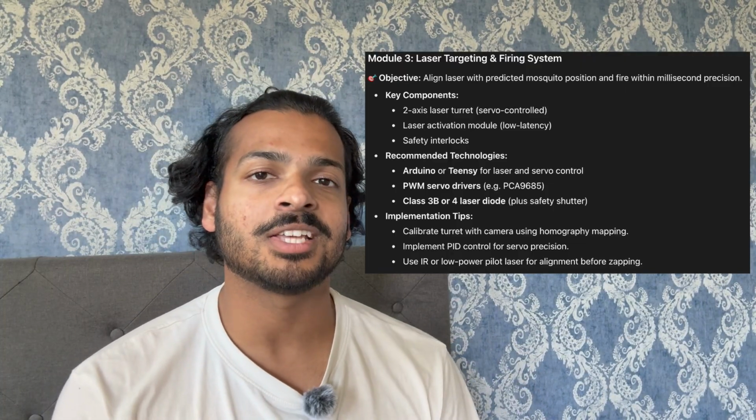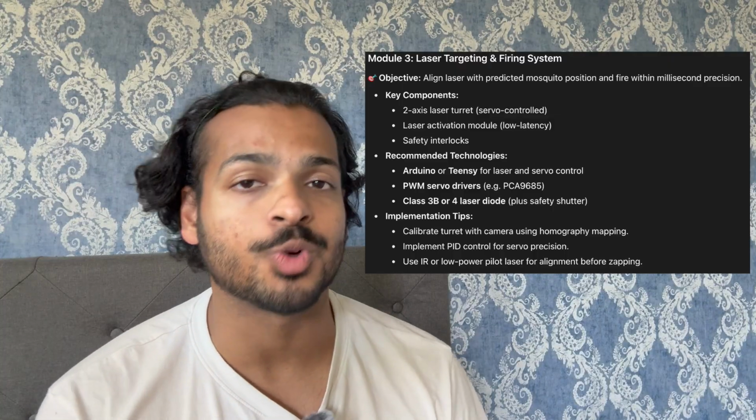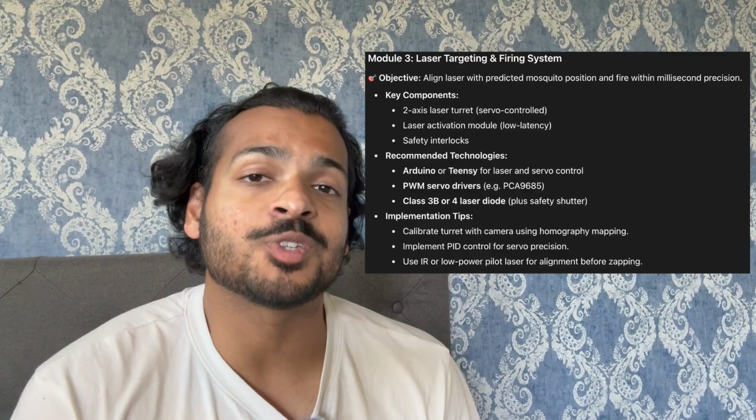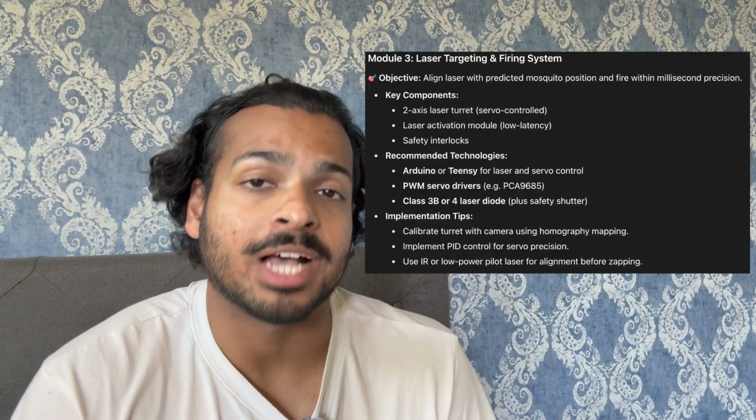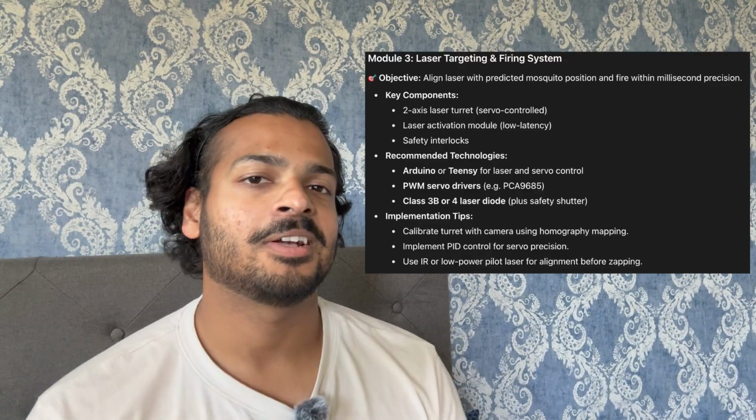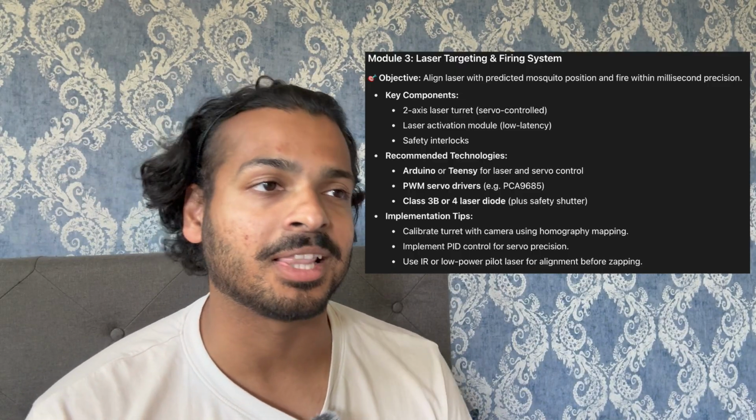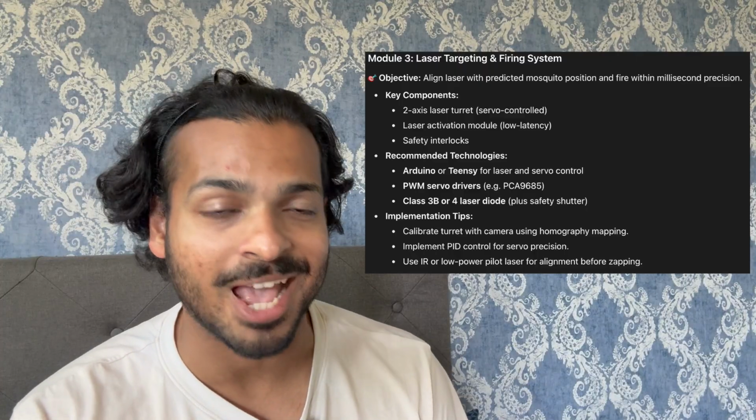You're going to have to get a pulse wave modulation servo driver to build your 2-axis laser turret, and you're going to have to get the class 4 laser diode to shoot lasers out of. And you're going to have to use Arduino or Teensy as the software framework that allows you to control these servo motors and the laser.